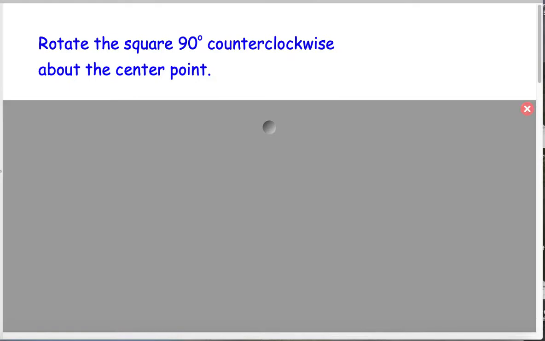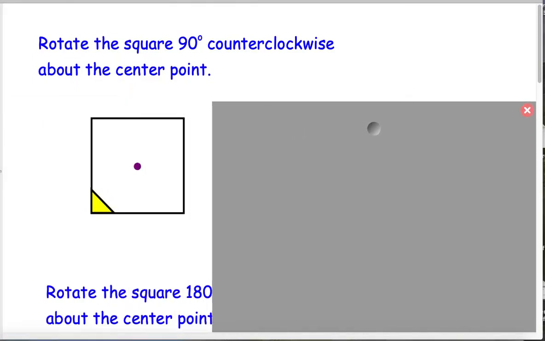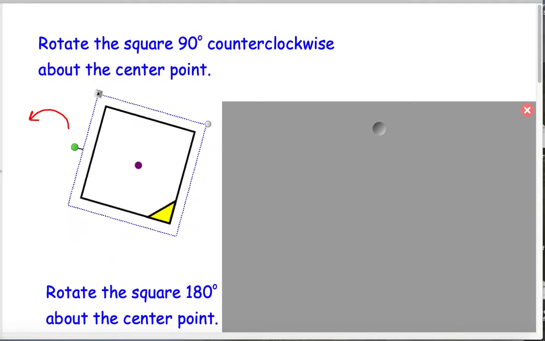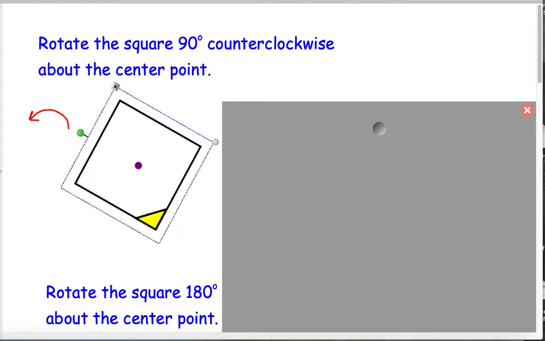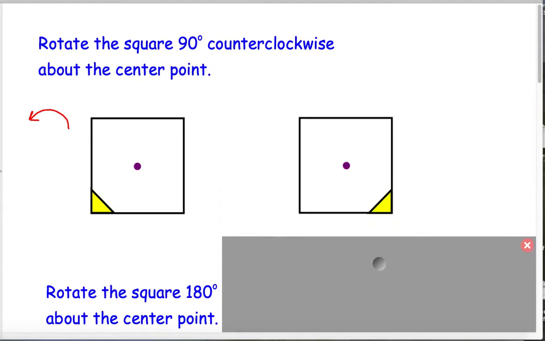All right, let's say we take a figure. We want to rotate the square 90 degrees counterclockwise about the center point. So let's start with this first one. We want to rotate 90 degrees counterclockwise. Now counterclockwise is this way. And so that means that we're going to spin this 1/4 of a turn like that. So that would be clockwise. And so we're going to wind up with this picture.